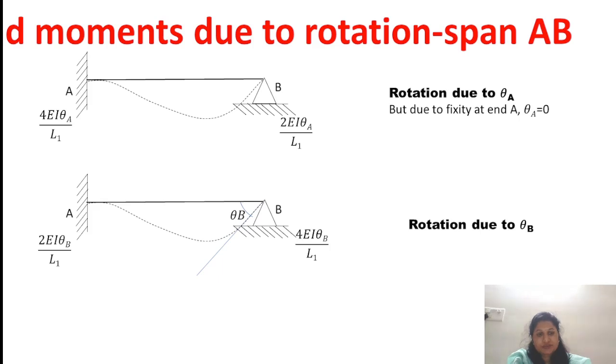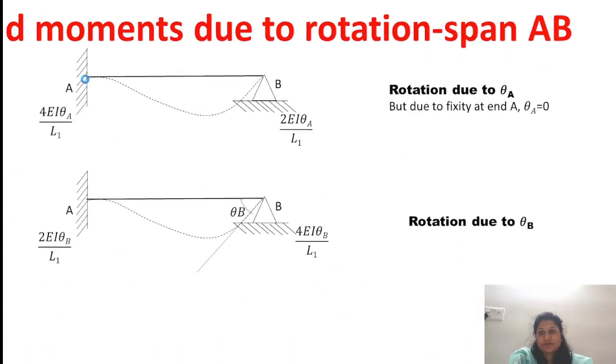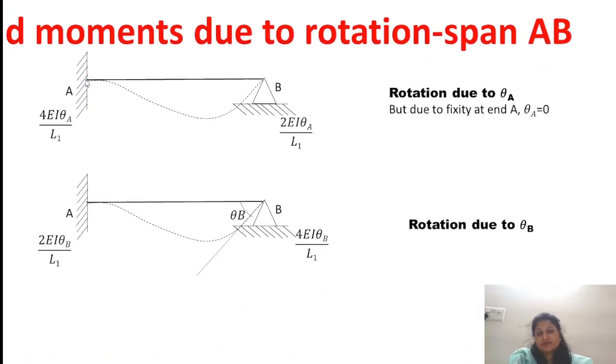Now, the rotation due to theta A, but due to fixity at end A, theta A is 0. If you see the support, it is a fixed support, and that's why the slope at this point is 0. And the moment generated due to that rotation is 4EI theta A upon L1, which is positive, because it is in an anti-clockwise direction and as per our sign convention, it is positive.